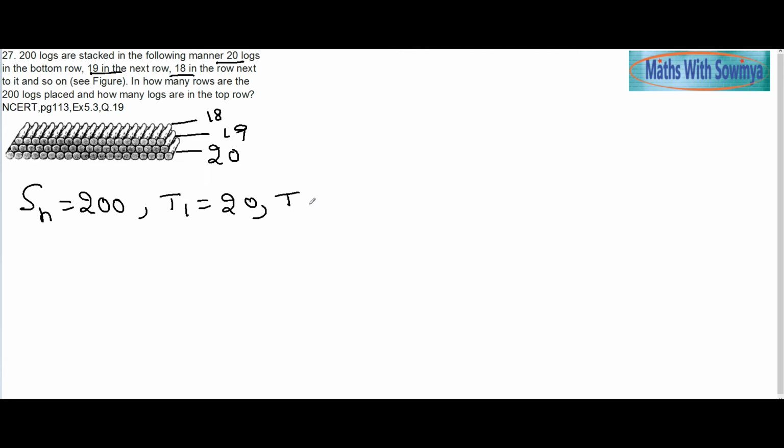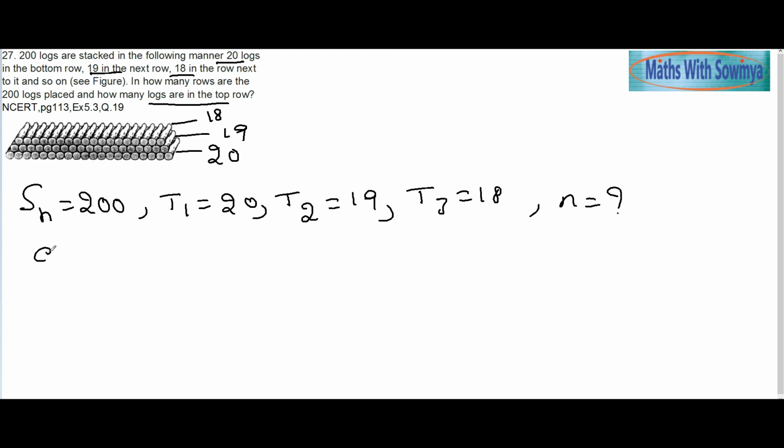This question says 200 logs are stacked in the following manner. So the total is given as 200. In the first row we have 20, then we have 19, then 18. That means the first row is 20, the second is 19, and then 18. We have to find how many logs are there in the top row. Let us find that n here.